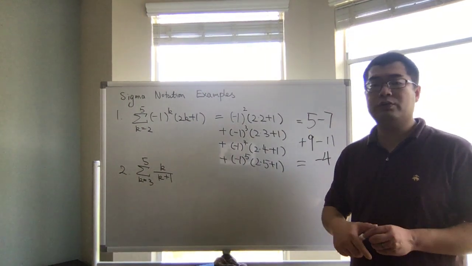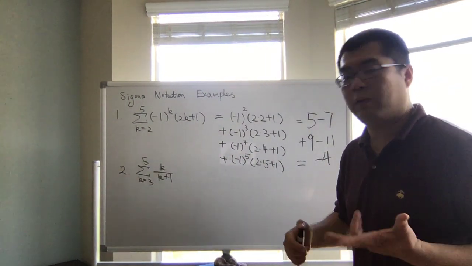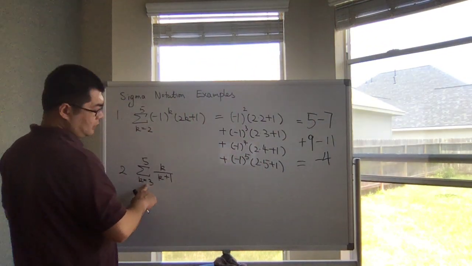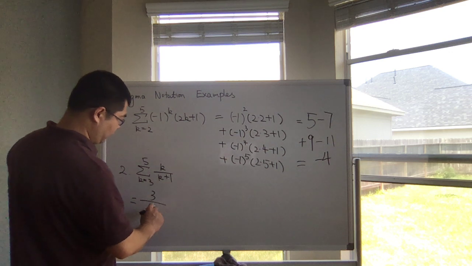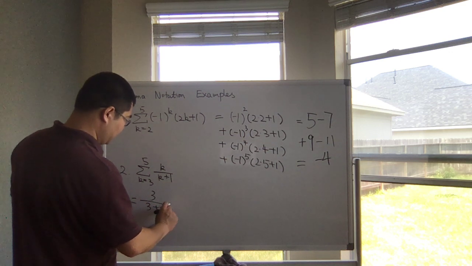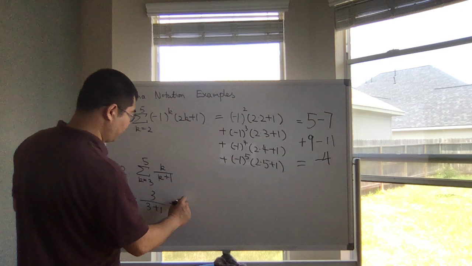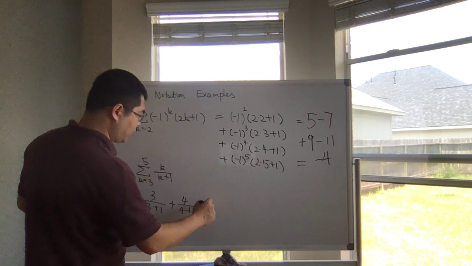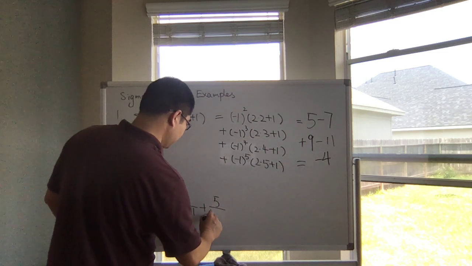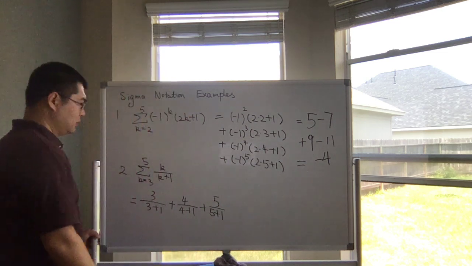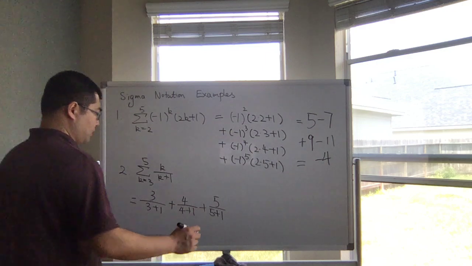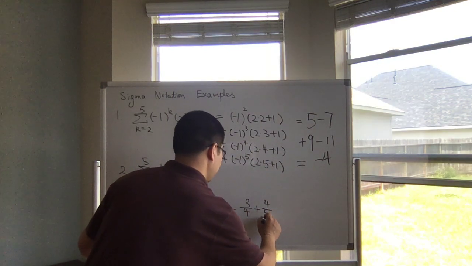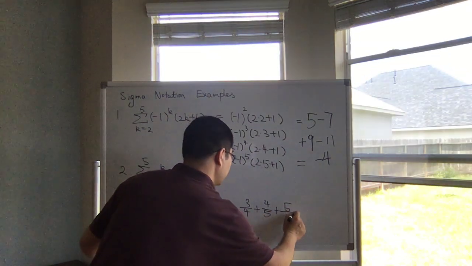Now let's move on to the other one. Okay, so 1 and 2 are very straightforward. When k equals 3, you have 3 over 3 plus 1. When k equals 4, you have 4 over 4 plus 1. When k equals 5, you have 5 over 5 plus 1. So this is 3 over 4 plus 4 over 5 plus 5 over 6.